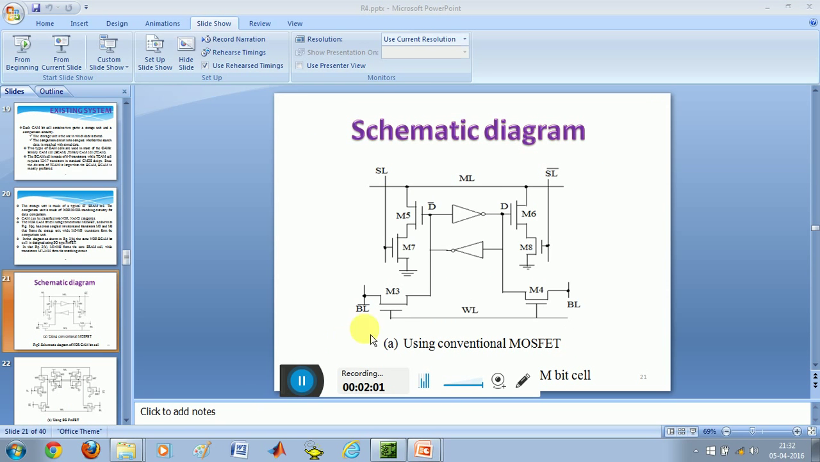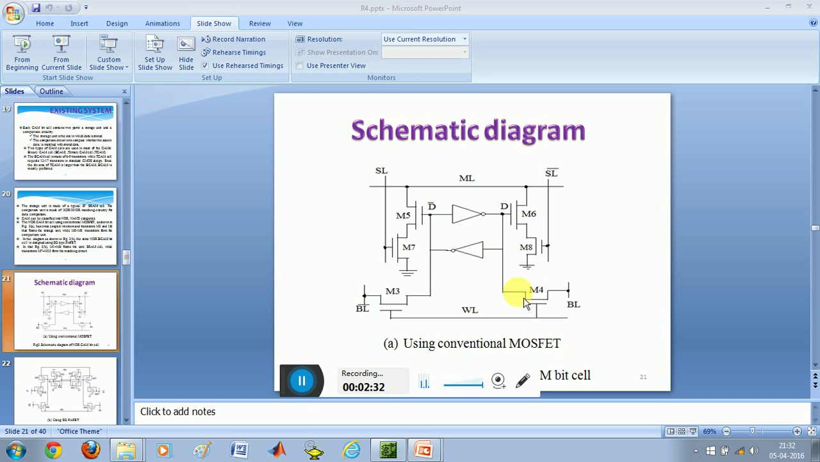This is the schematic diagram of CAM using conventional MOSFET. Here the CAM itself consists of two main parts, that is the storage unit and the comparison circuit. The storage unit is the one in which the data is stored. The comparison circuit is to compare whether the search data is matched with the stored data. The storage unit is made of a typical 6T SRAM cell. The comparison unit is made of XOR and XNOR matching circuitry for data comparison.